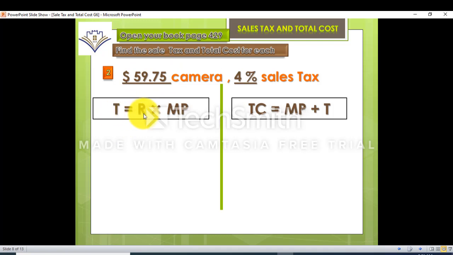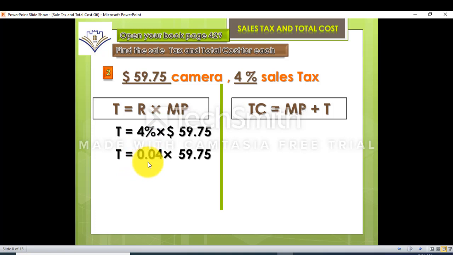Sales tax equals R multiply MP. R refers to the sales tax rate and MP refers to the price here. Then T equals 4% multiply $59.75. As we said before, 4% means 4 divided by 100, which is 0.04. Then T equals 0.04 multiplied by 59.75 equals $2.39.